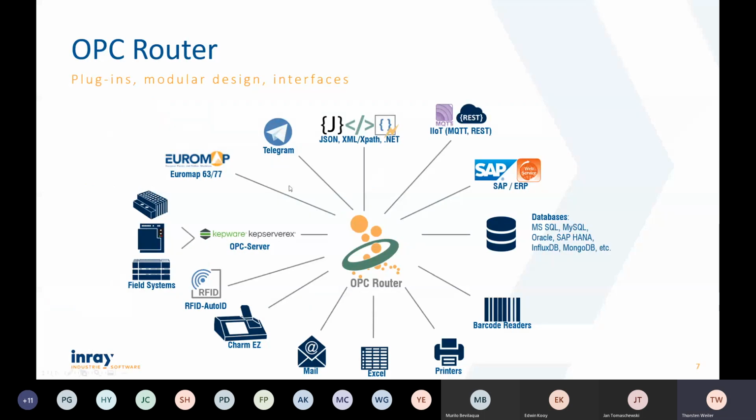So as said, today we will mainly focus on connecting database systems. For OPC Router, there is a database suite where you can get almost all database plugins within one license. But there are also some special databases like SAP HANA, for example, and some native drivers, for example Microsoft SQL Server, MySQL, Oracle, and also NoSQL databases like InfluxDB and MongoDB.